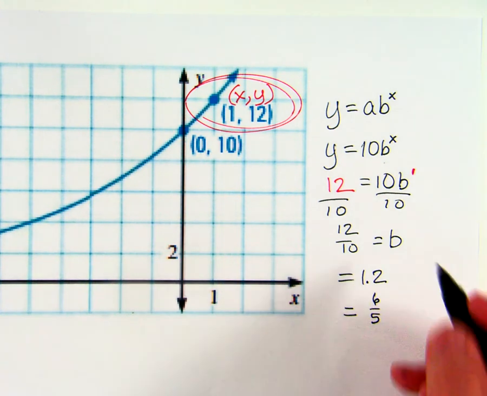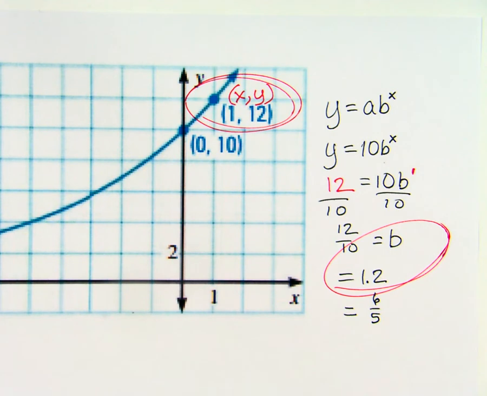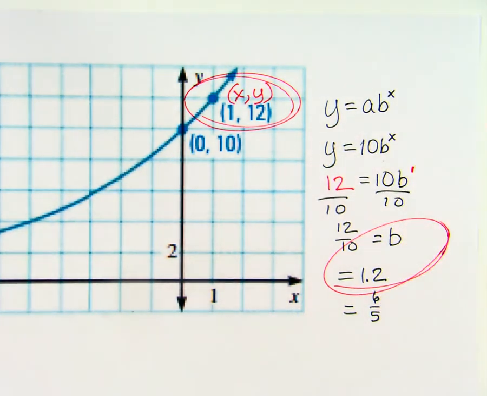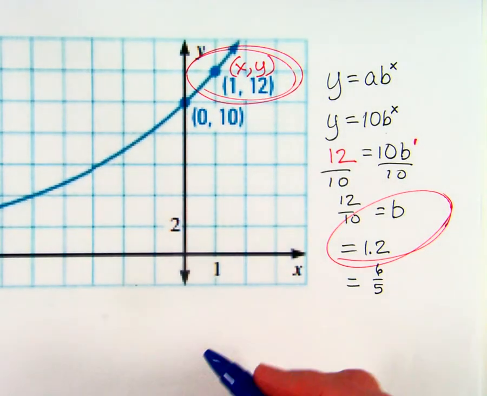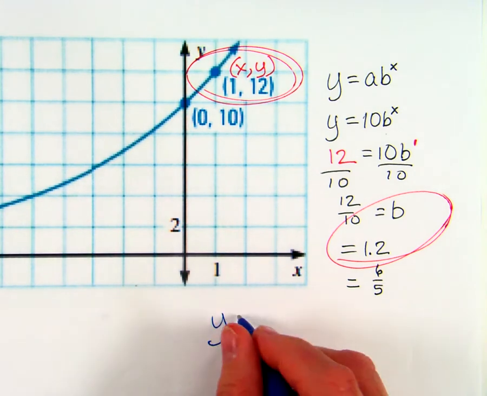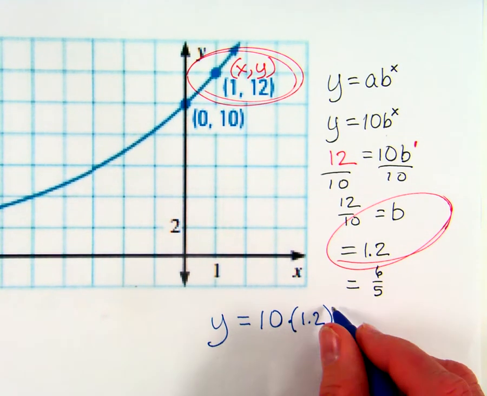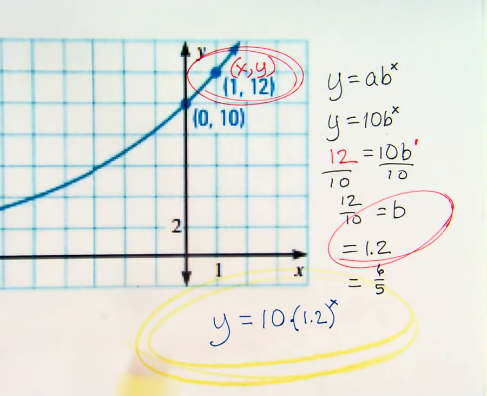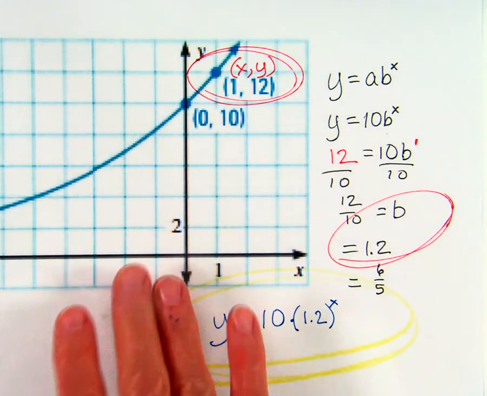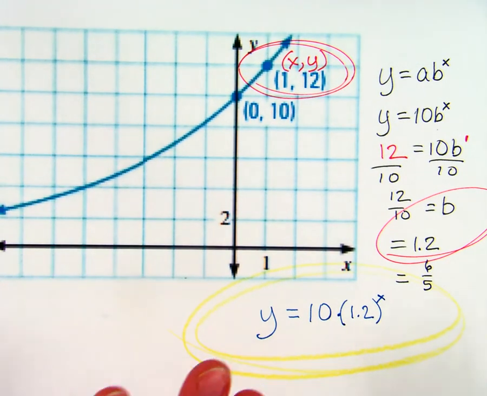Okay? So now I know what b is. b is 1.2, or 6 over 5, or 12 over 10. I can now put it back into my form along with the intercept, and then I'll have the equation of this particular exponential curve. So that's y equals 10 times 1.2 to the x. So that, friends, is the equation of this curve. A couple of things about this that we need to observe about it. Remember range and domain. Yeah, everybody's favorite.